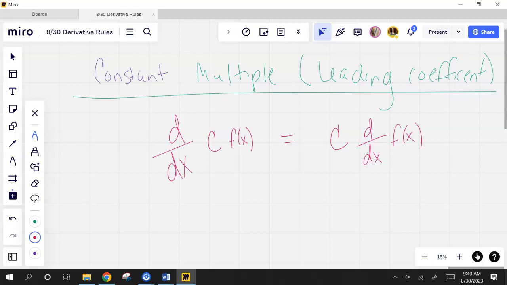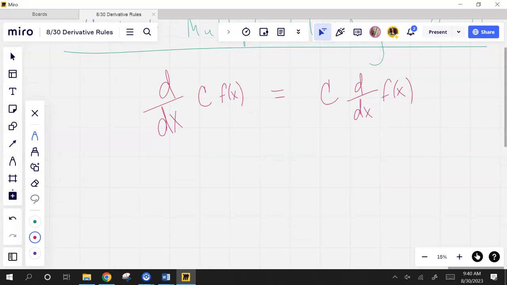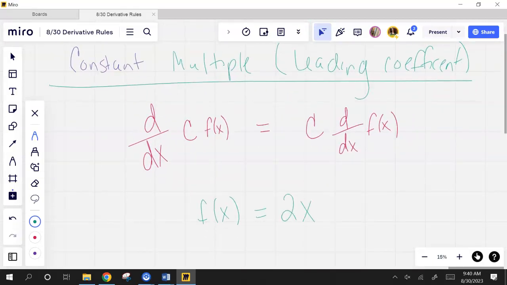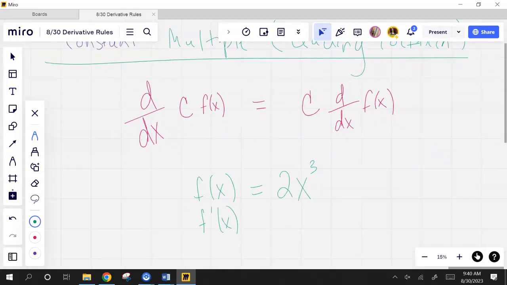So that's handy because what if f of x was a constant multiple, which you know to be a leading coefficient, 2x to the third. If I asked you what's the derivative here of 2x to the third, well, I could say that's 2 times, and now I can just do the derivative of x cubed.